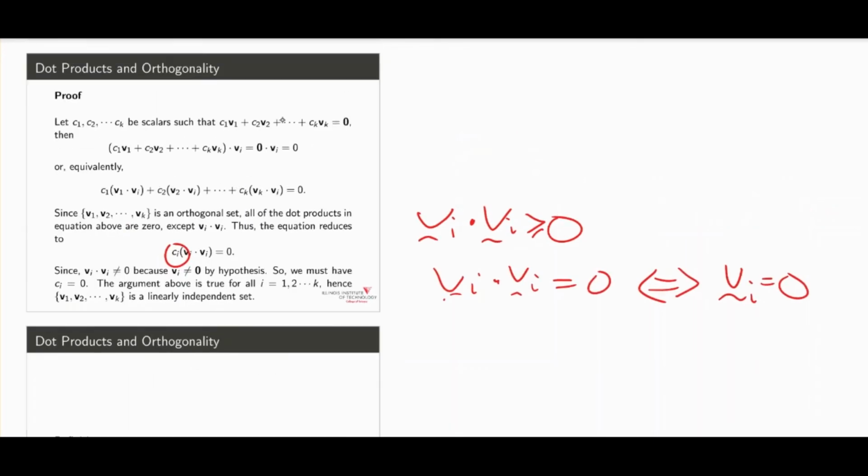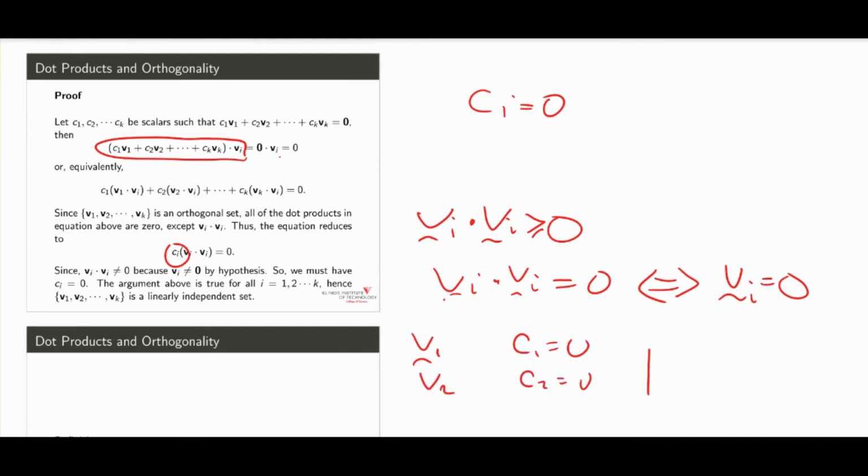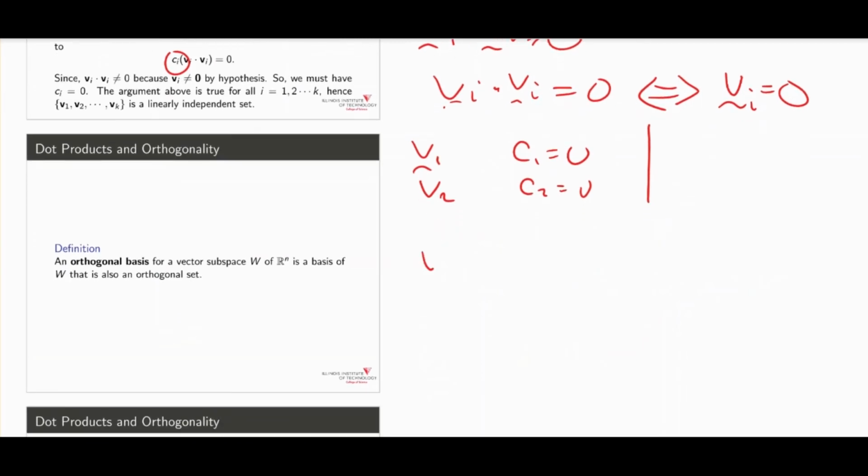Right? So you take the dot product of Vi with all this thing, and you will get Ci equal to 0. So you do it one by one. You dot it with V1, you get C1 equal to 0. You dot it with V2, you get C2 equal to 0. At the very end, you dot it with Vk, you get Ck equal to 0.